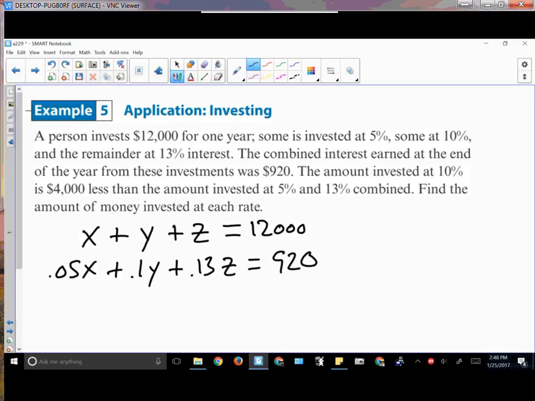So that's that equation. What about the last one? Now it says the amount invested at 10% is $4,000 less than the amount invested at 5 and 13. So, what does that got to look like? Well, I've got the money for 5 and 13. Well, 5 and 13 turn out to be what? 5 and 13 we used here as x and z, correct? So, I got x plus z.